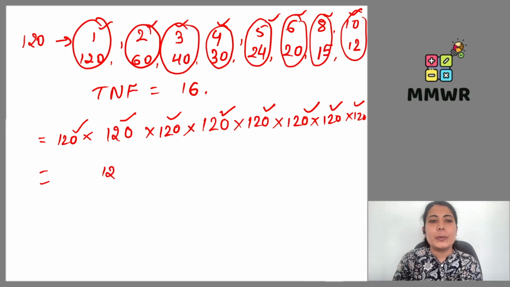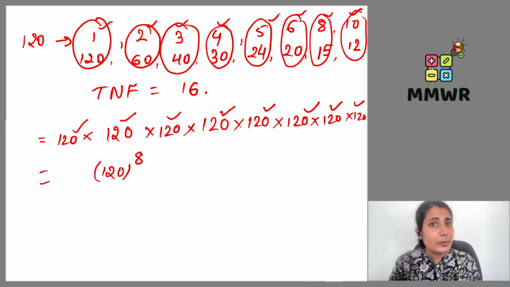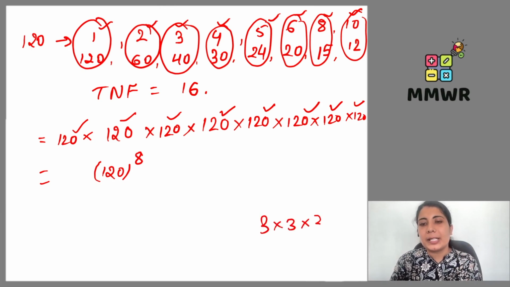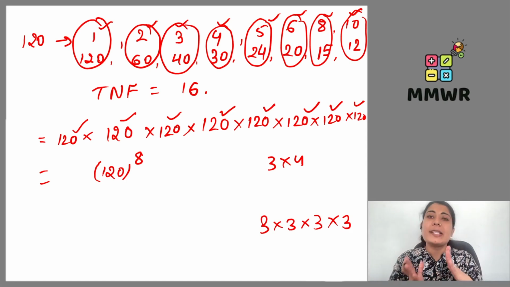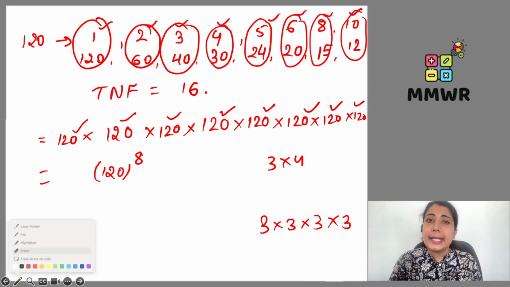So 120 is being multiplied with what? With 120 itself, 8 times. Like 3 multiplied by 3 multiplied by 3 multiplied by 3, 4 times I am doing. It's not 3 fours are 12, it's not 3 multiplied by 4. I am multiplying 3 with itself, that means 3 with 3 only, but 4 times. That means 3 to the power 4. So here I am multiplying 120 with itself 8 times.